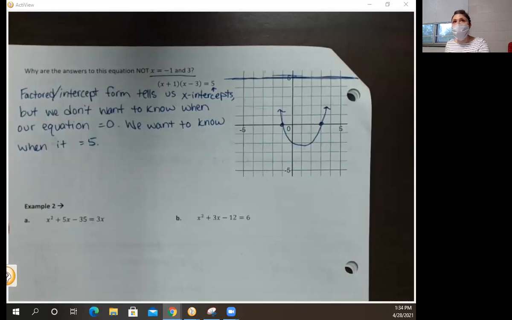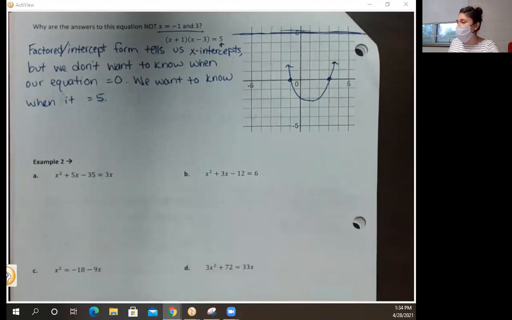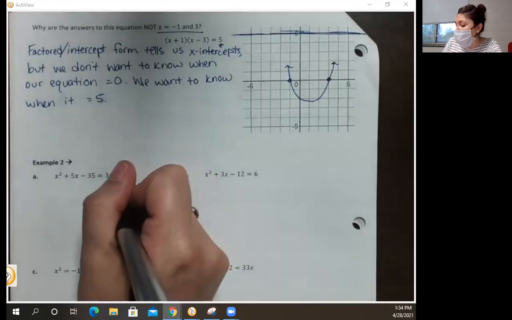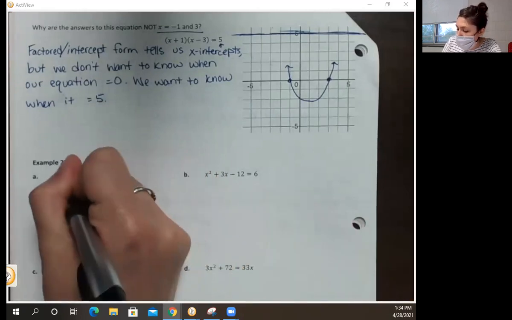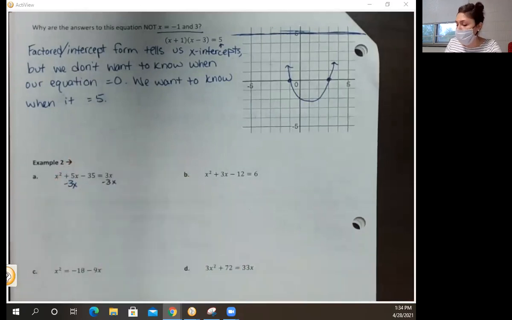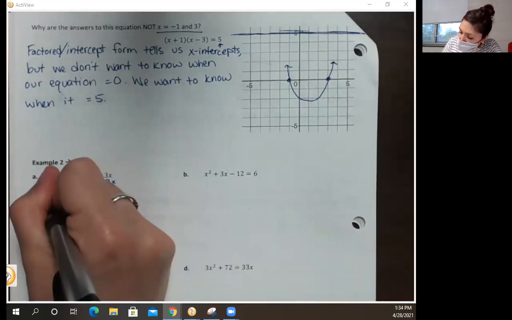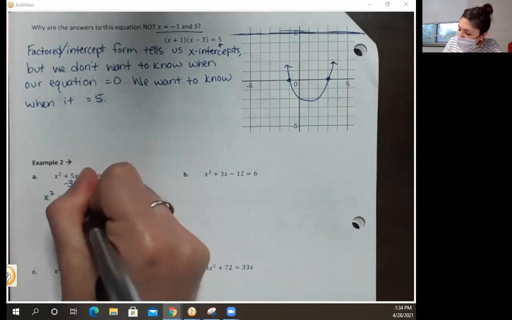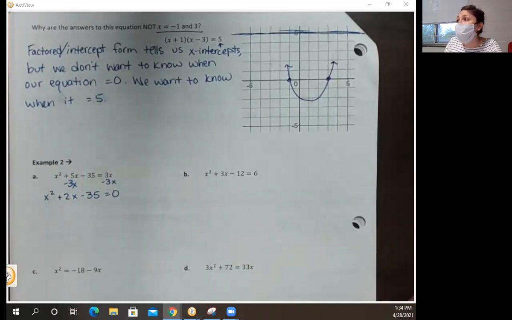So if we take a look at the examples a little lower down on page 12, notice that for each of these, my equation is sort of split across the equal sign. So for all of these, we're going to move everything to the same side and then factor. So for A, my first step here is going to be to move this 3x over to the left. I want everything on the same side equal to 0. So this would be x squared plus 2x minus 35 equals 0. Once it's equal to 0, now I can solve by factoring.